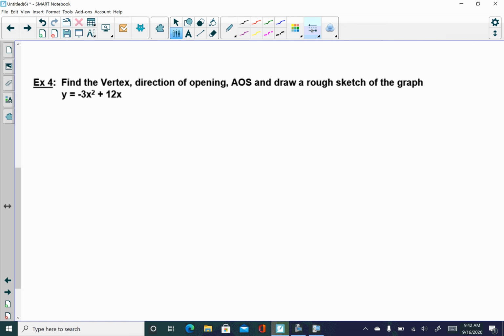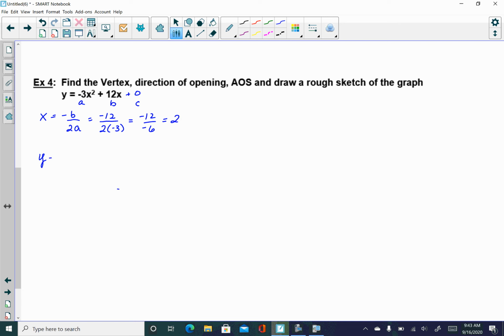In example 4, again, I'm finding the same pieces. To find my vertex, I'm in standard form. Here's your a, your b. You don't have a c value, so essentially that's a plus 0, so c is 0. The x value of the vertex is negative b over 2a. So the opposite of b, and this time b is positive 12, so negative 12 over 2 times negative 3. Negative 12 divided by negative 6 is positive 2.